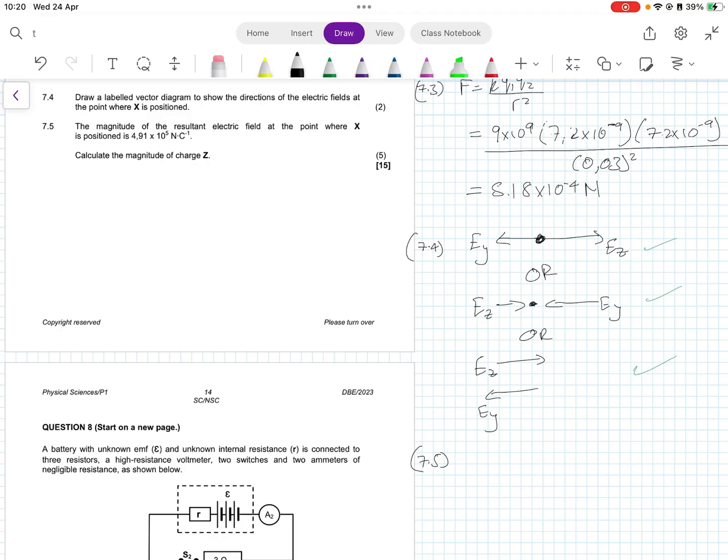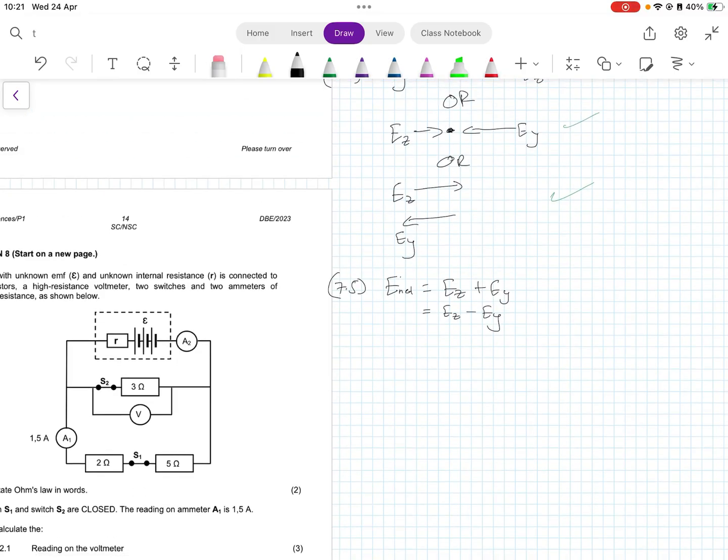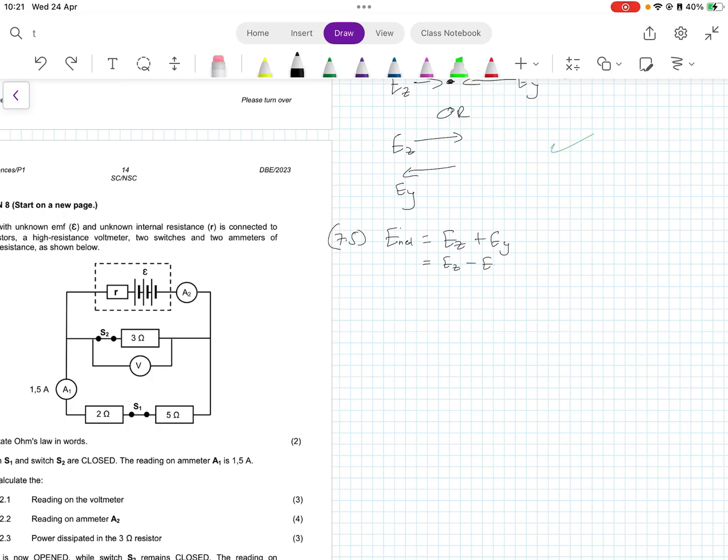Okay. Now, we know our electrostatics laws tell us that the net electric field is given by EZ plus EY at the point where X is, right? But since these two are pointing in different directions, we may thus write EZ minus EY. Because remember, from our vector diagram, they are pointing in different directions. So if we take the right to be positive, then that tells you that EZ is the positive component and EY is the negative component. And also Coulomb's law tells us that the electric field is equal to KQ over R squared.